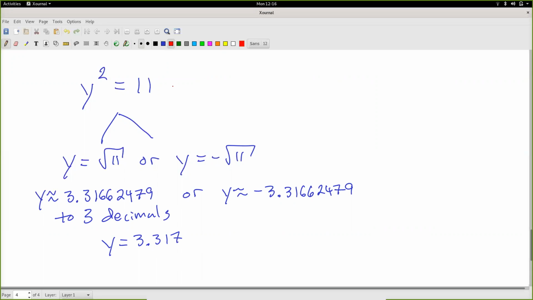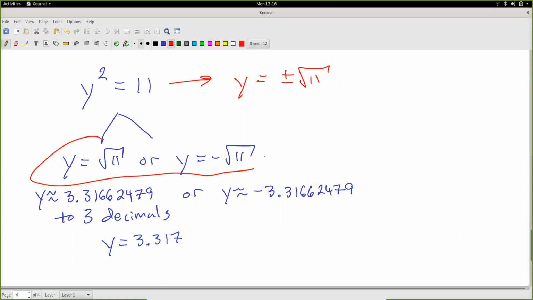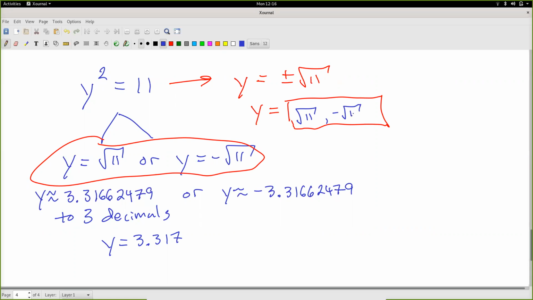Oftentimes with a problem like this, you'll see notation like y equals plus minus the square root of 11. And what that really means is what I wrote down here. It means put an or in between. So if this were a homework problem and there's a box I need to type in, I would say one answer is the square root of 11, comma for the or, and then the other one is the opposite of the square root of 11. And again, if you're not sure if something's a perfect square, whip out your calculator and your calculator will totally tell you.